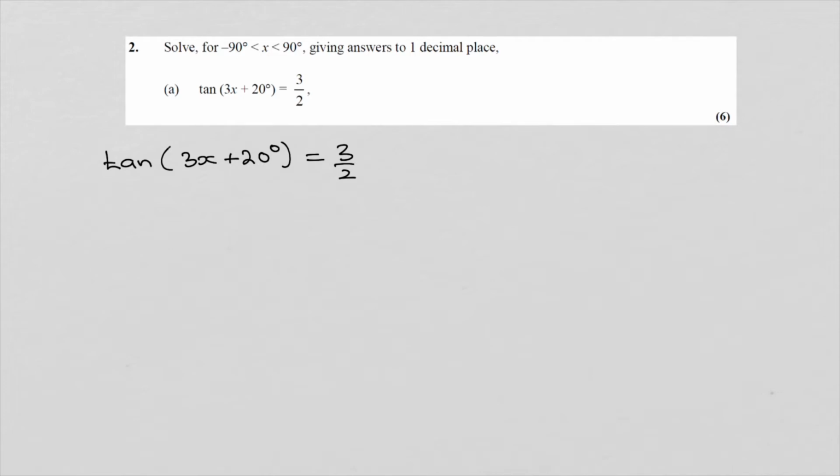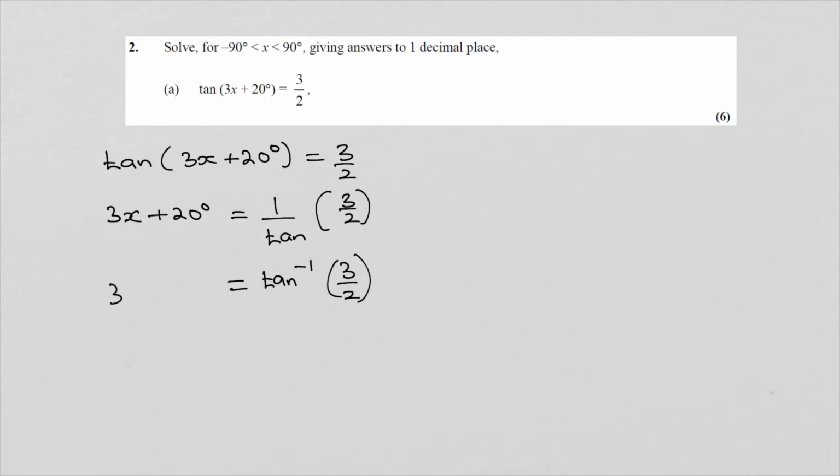Divide both sides by tan, so we get 3x plus 20 degrees equals 1 over tan, open bracket, 3 over 2. And in indices, 1 over tan is tan to the power minus 1, and that'll be 3 over 2, and that's 3x plus 20 degrees. So now we need to find the inverse of 1 over tan. Again, we're working in degrees. Make sure your calculator is in degrees.